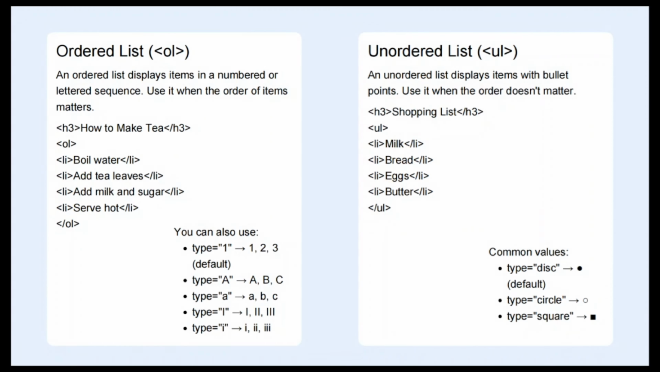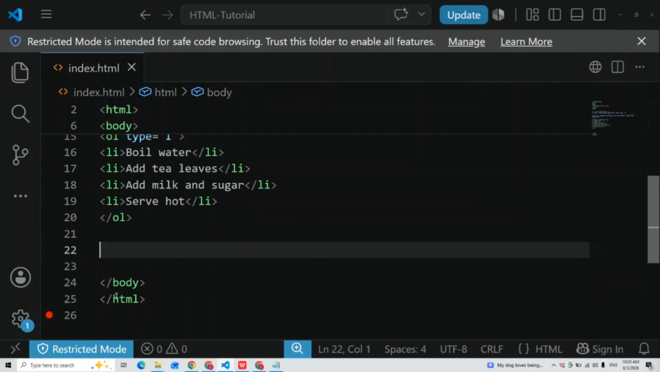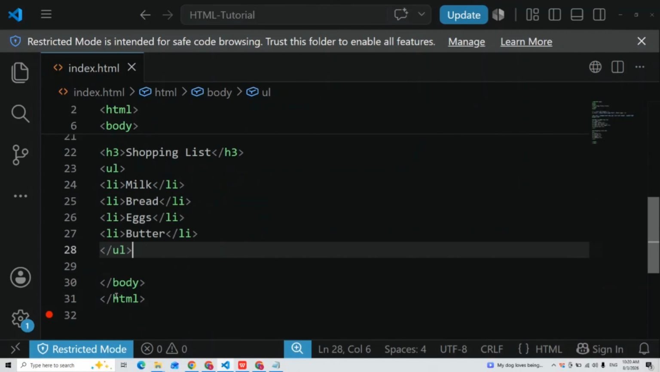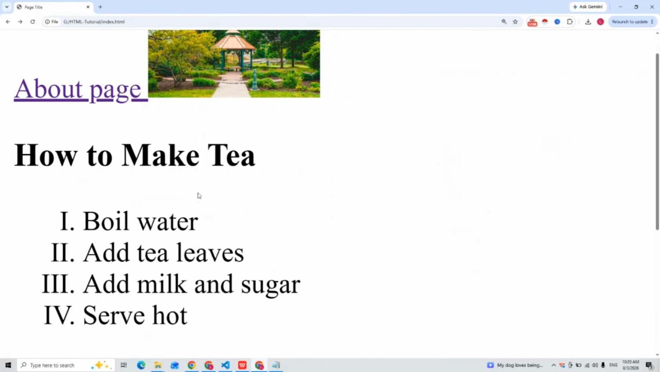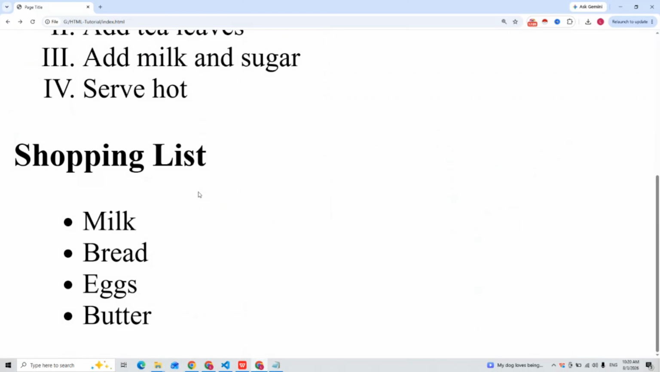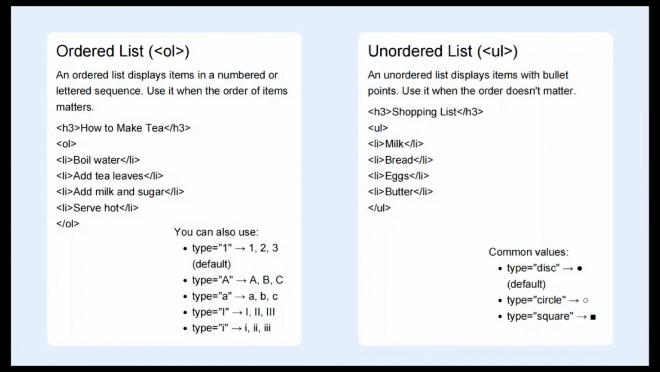Now let's write the code in the code editor and check the output for the same. I'm creating a shopping list with items milk, bread, egg and butter. Now let's run the code and check the output. As you can see, all the shopping items are displayed with bullet points. Next, let's learn how to change the bullet style. We can use the type attribute to change the list style.